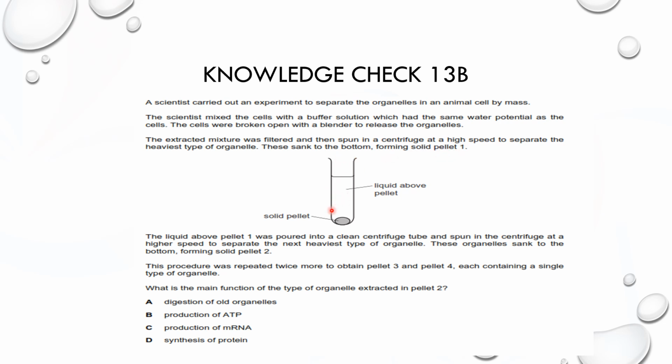You can see that. The liquid above the pellet 1 was, now remember we're doing animal again, poured into a clean centrifuge tube and spun in the centrifuge at a higher speed to separate the next heaviest type of organelle. These organelles sank to the bottom, forming solid pellet 2. This procedure was repeated twice more to obtain pellet 3 and pellet 4, each contain a single type of organelle. What is the main function of the type of organelle extracted in pellet 2? Remember, pause this video and try it. Animal cell, pellet 1 is nucleus, pellet 2 is mitochondria. What's the function of mitochondria? Digestion of old organelles? No. Production of ATP? Yes, that's it.